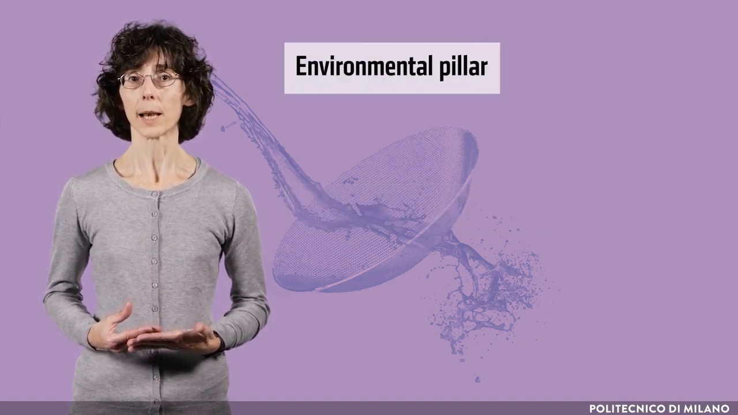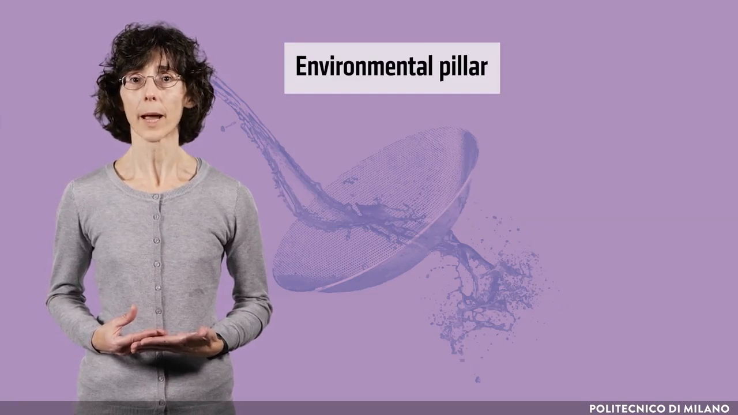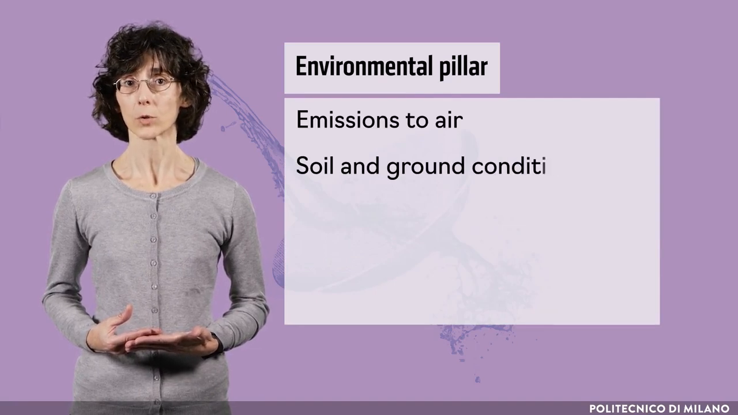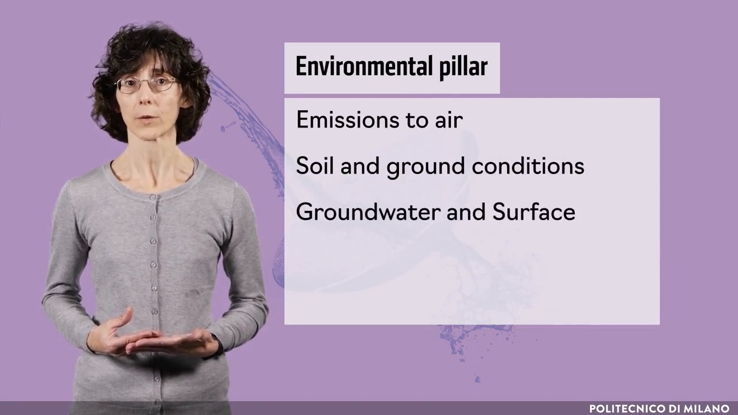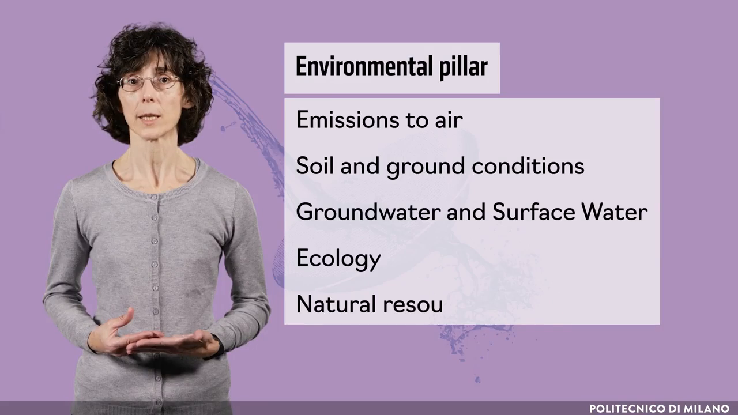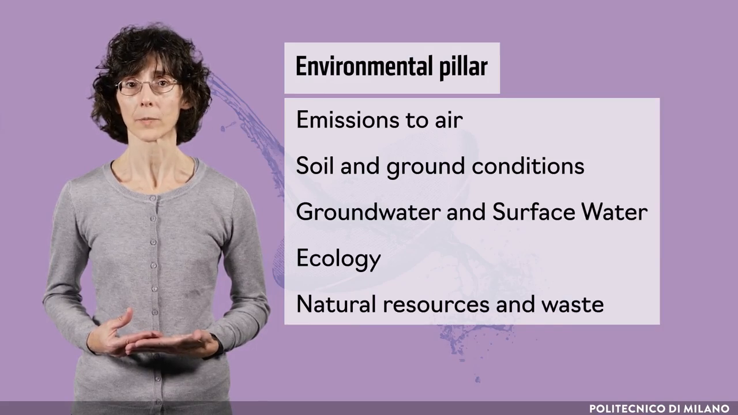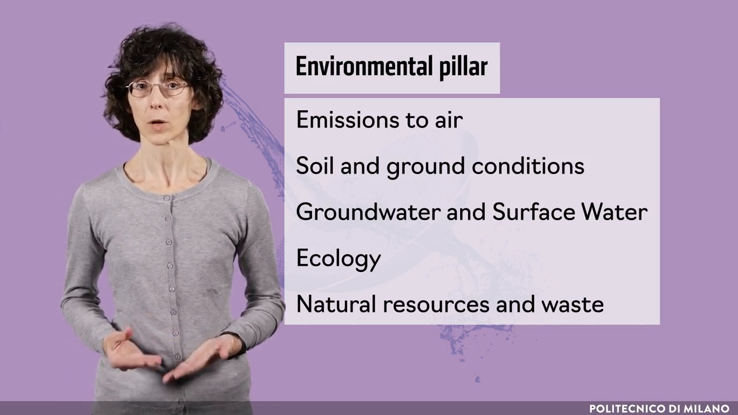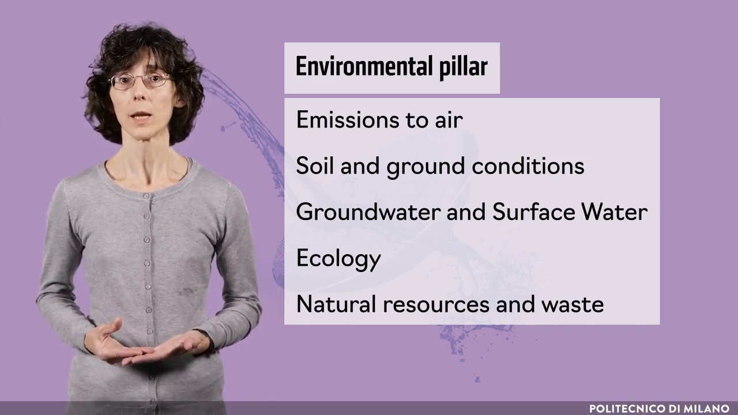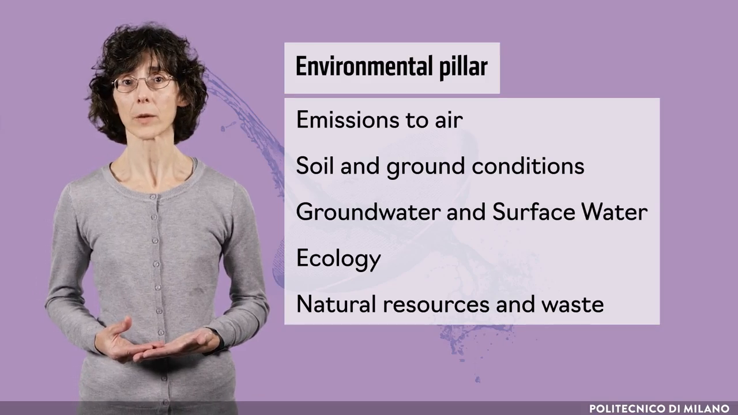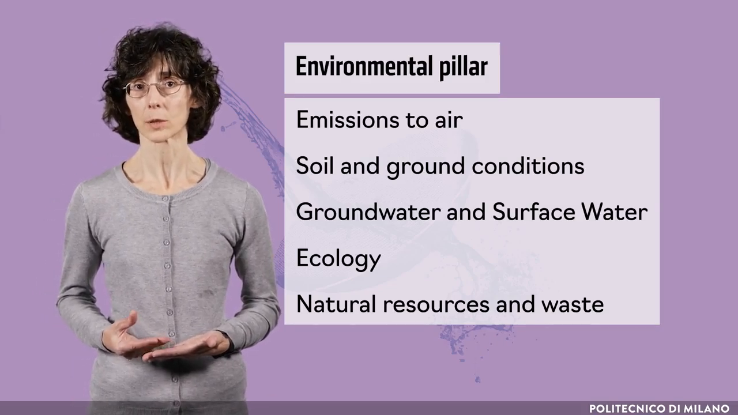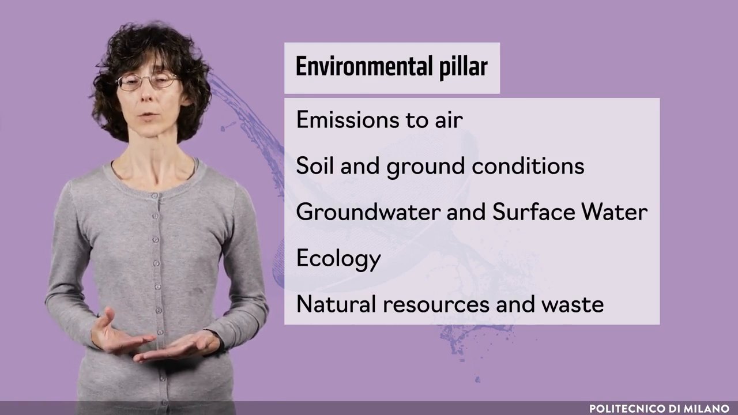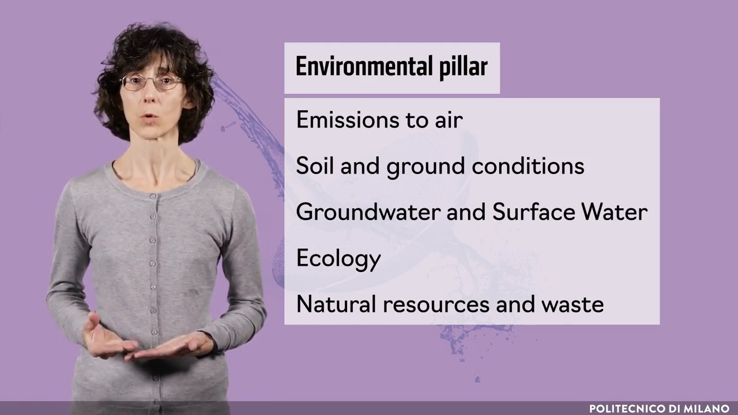The environmental pillar includes 5 different impact categories that are emission to air, soil and ground conditions, groundwater and surface water, ecology and natural resources, and waste. Just as an example, some suggested indicators for groundwater and surface water include changes in the release of contaminants affecting water drinking use or environmental objectives, and the effect from remediation process on water quantity.